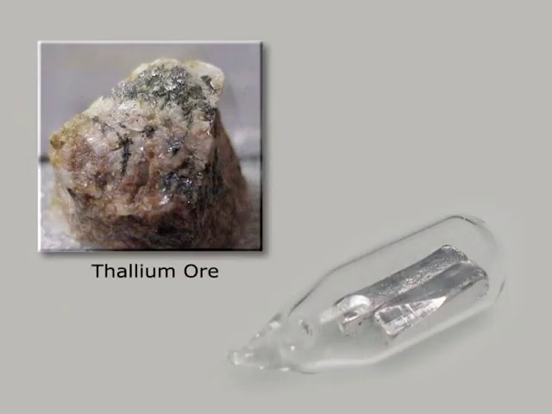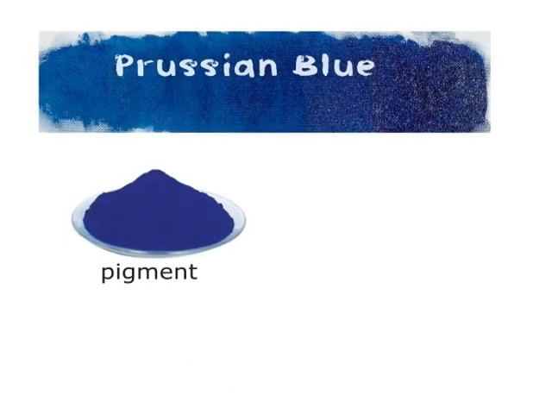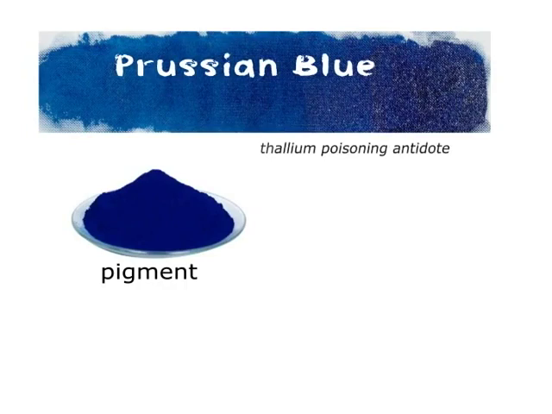Some industrial and medical uses exist, but the line between the toxic and therapeutic use of thallium is very small. There is an antidote to thallium poisoning. It is the paint pigment called Prussian blue.